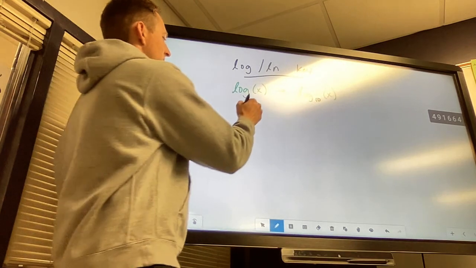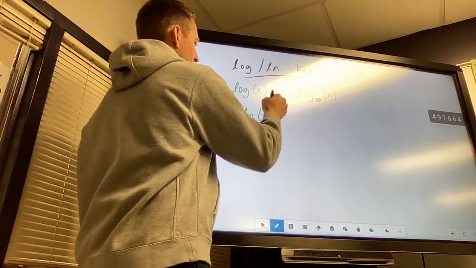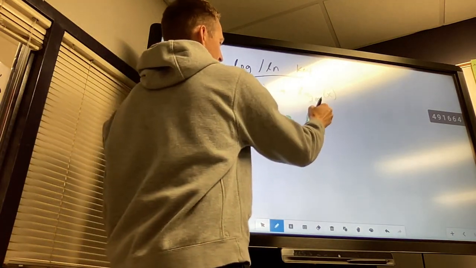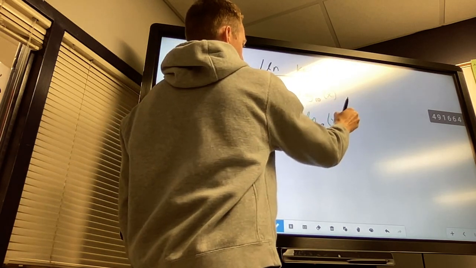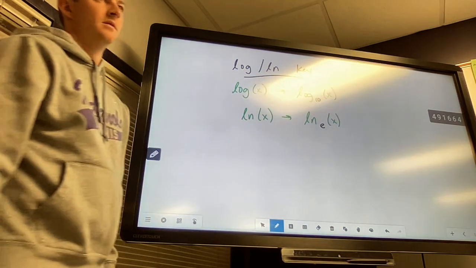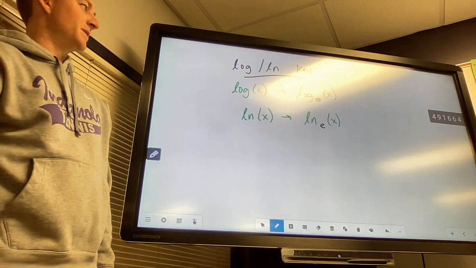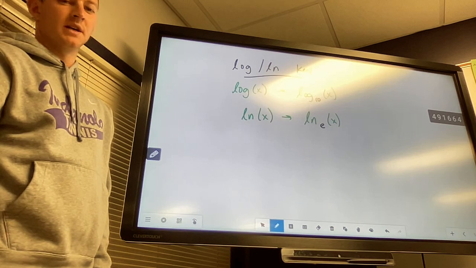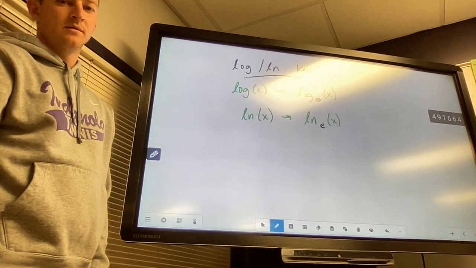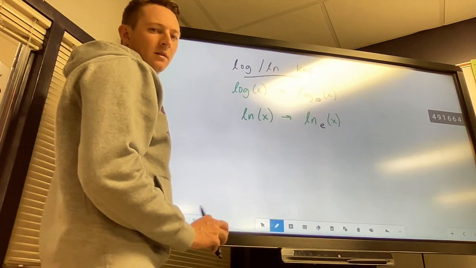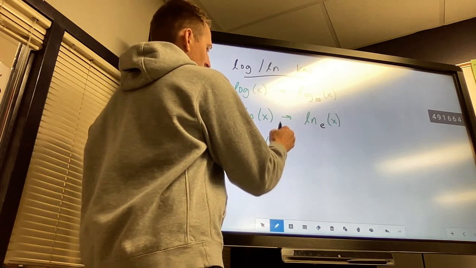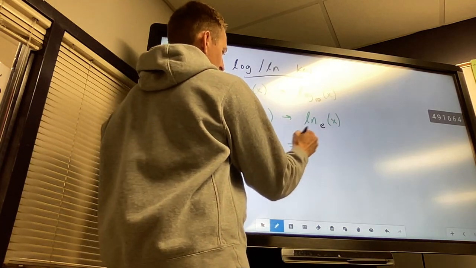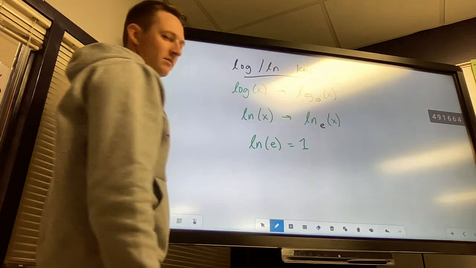The natural log is the same thing as the natural log of e with a base e. So normal logarithms have a base of 10. Normal natural logs have a base of e. And then the natural log of e equals 1.